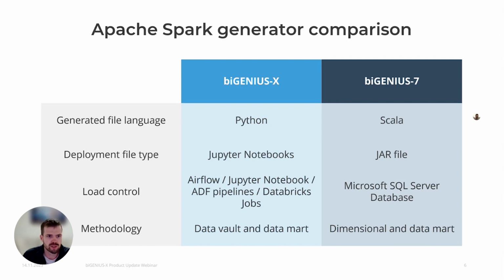When we look at the load control with biGENIUS-7, we needed this Microsoft SQL Server database where we save the dependencies for the load. Now we're relying mainly on Airflow because we find it's widely used, also available inside Azure Data Factory as public preview currently. In addition to Airflow, we have the Jupyter Notebook approach where you could start your load sequentially, for example, or also in parallel if thinkable.